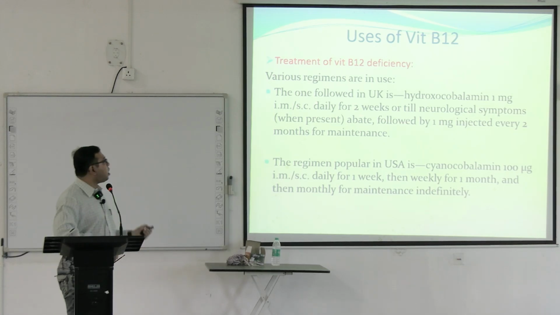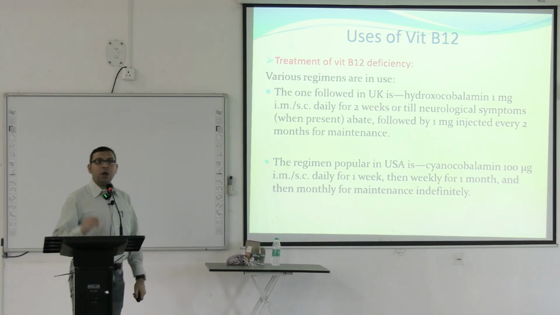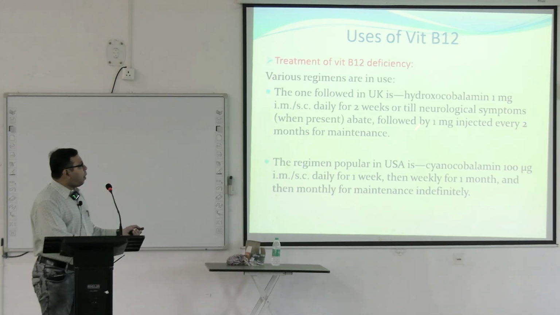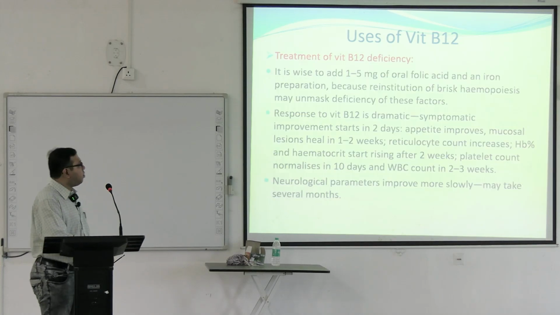Treatment of the vitamin B12 deficiency, various regimens are used. Usually the regimen used in UK is also used here. Hydroxycobalamin 1 milligram intramuscular or subcutaneous daily for 2 weeks or till neurological symptoms abate, because the neurological symptoms are the most fulminant ones and that is also fast to correct. Followed by 1 milligram injected every 2 months for maintenance. In the United States, usually the cyanocobalamin is available and that is used 100 microgram IM or SC daily for 1 week, then weekly for 1 month and then monthly for maintenance indefinitely.